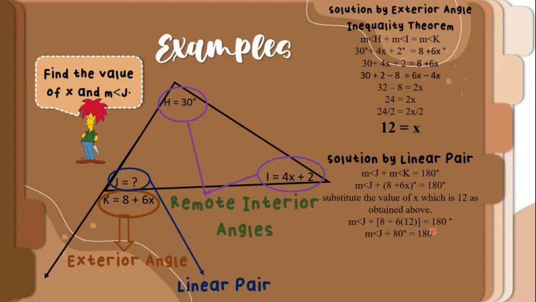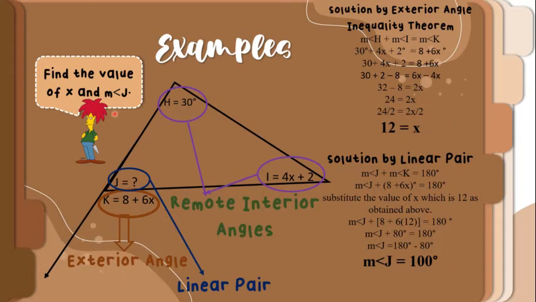Again, when we have this, we are going to combine like terms, using the subtraction property of equality. We subtract both sides by 80 degrees, or we can simply write the measurement of angle J is equal to 180 degrees minus 80 degrees. And that will become 100 degrees. So, angle J is 100 degrees and the value of x is 12.